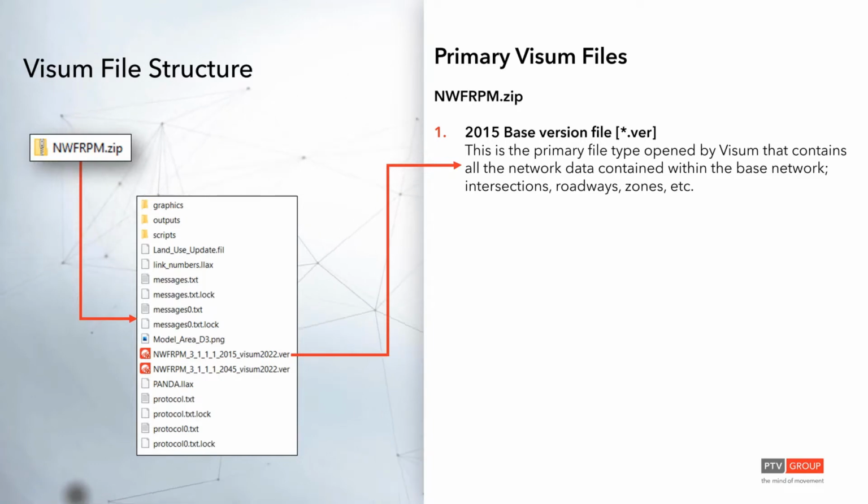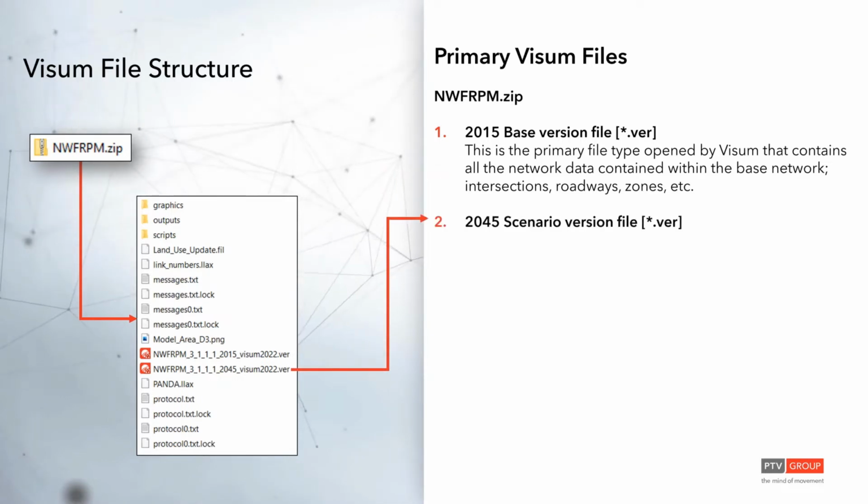And then there will be a few different other supporting files that we're going to be talking about throughout the course of today. The key files that you're going to want to look at are the extensions .ver, which is our version file. These are the main files that are read by Visum. They contain all of the infrastructure and all of the data. It's all self-contained within that .ver file. You'll also find our 2045 scenario version file. Again, you can have multiple version files within the same folder. That is totally fine.